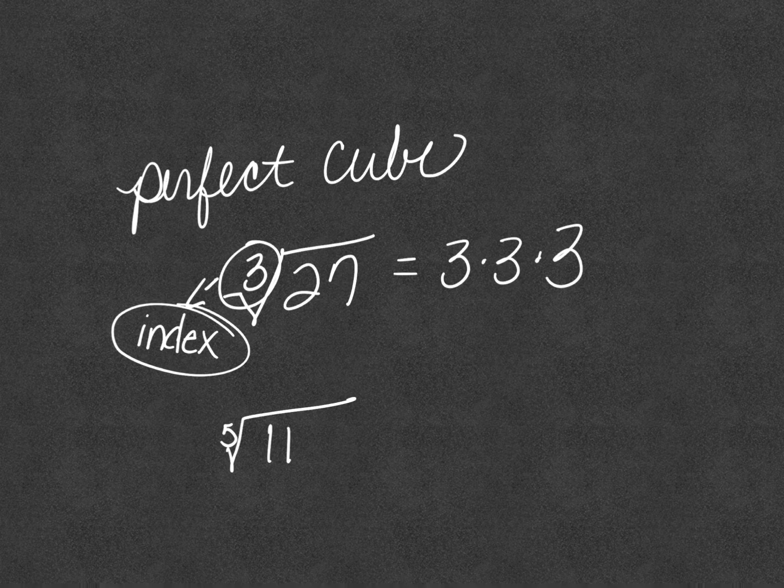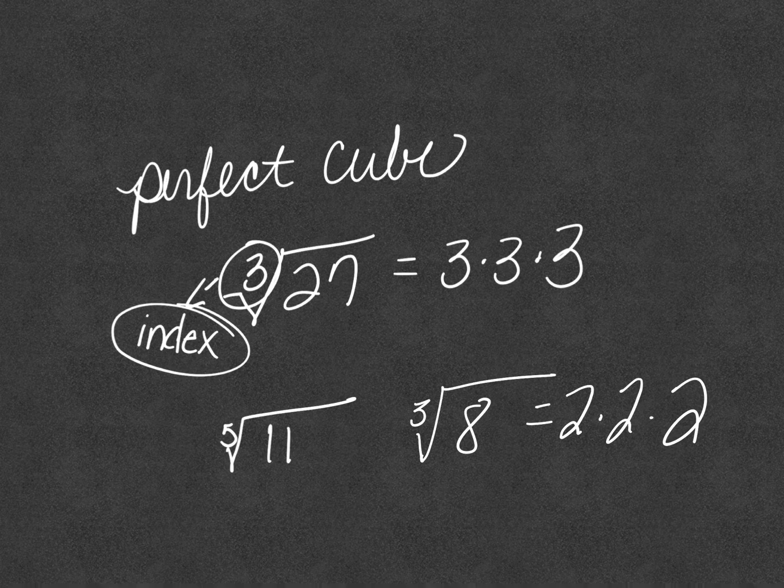For example, the cube root of 8 equals 2 times 2 times 2, which equals what? Equals 2. Okay, so that's saying that the cube root of 8 is 2. In other words, 2 times 2 times 2 equals 8, right?